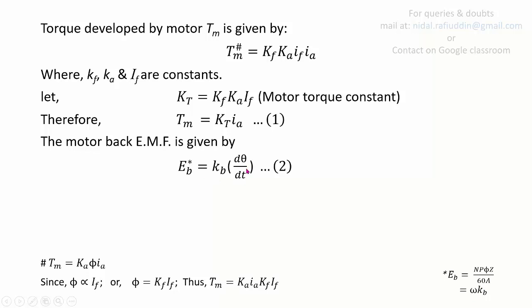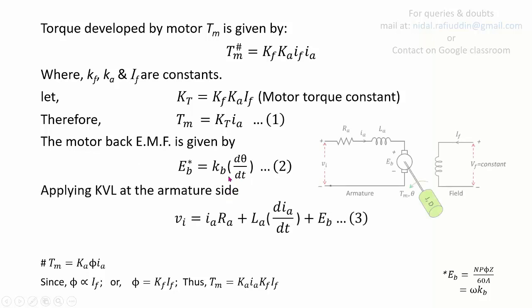So omega is now substituted with the term d by dt of theta. Now, if you apply the KVL at the armature side of this motor schematics, so if you look at the armature side only, you have a supply voltage or input VI, then you have a voltage drop IARA, then here you have a voltage drop LA DIA by dt, then again a voltage drop EB. So VI can be written as IARA plus LA DI by dt plus EB.